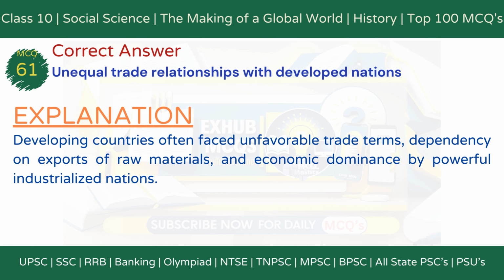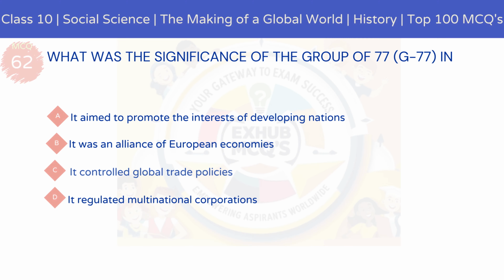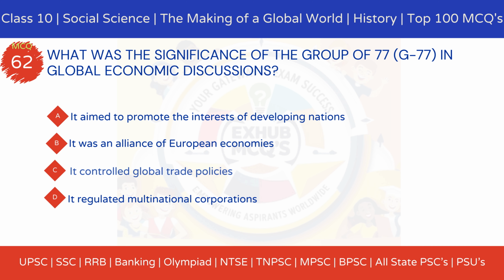The correct answer is option C, unequal trade relationships with developed nations. Explanation. Developing countries often faced unfavorable trade terms, dependency on exports of raw materials, and economic dominance by powerful industrialized nations. MC 62. What was the significance of the Group of 77, G77, in global economic discussions?